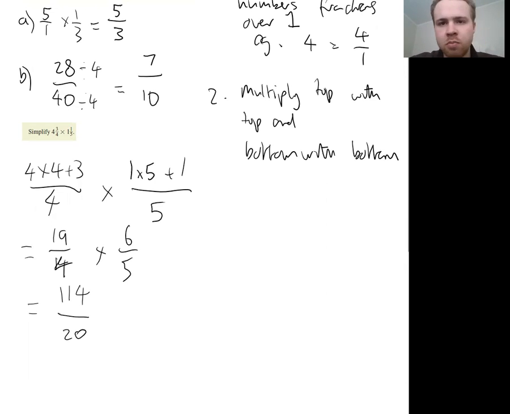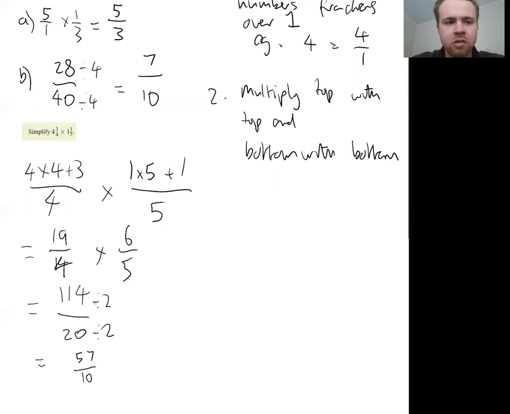And we've got our answer here, but can we simplify it? Of course, we can simplify this. Okay, so when we simplify this, we've got to think, what is the highest common factor going to be? I've got to think, can I take 2 out? I can take 2 out, and then I'm going to get 57 and 10, and then there's no other common factors. So I'm just going to divide top and bottom by 2. We get 57 over 10 as our final answer here.